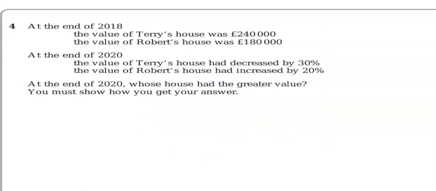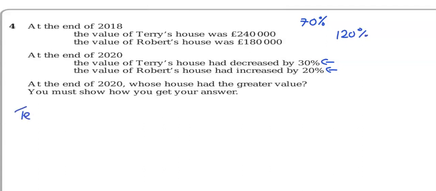In this case, we are concerned with percentages. And the value of Terry's house was £240,000, and it will decrease by 30%. The value of Robert's house was 180,000, and it will increase by 20%. So that means that Terry's house will be 70% of what it is now, and Robert's will be 120%.